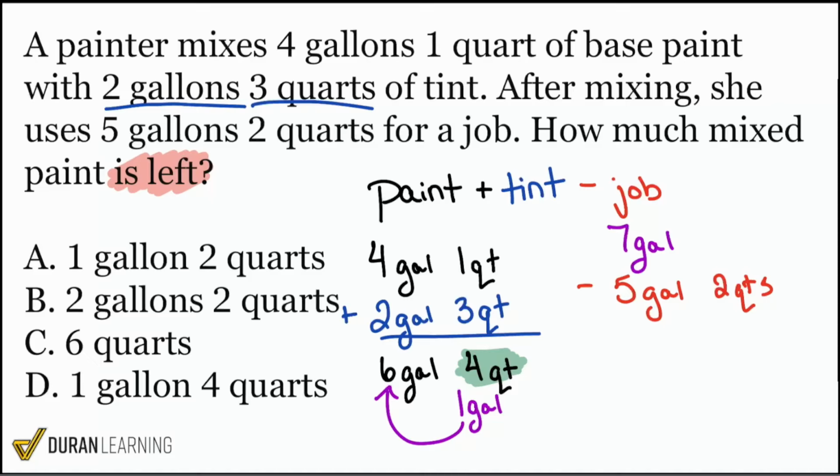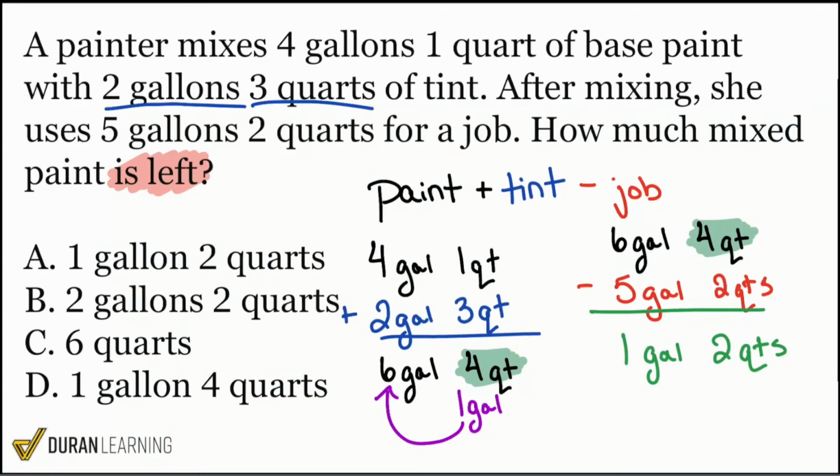So what I'm going to do, actually, is I'm going to just remove this 7 gallons and remind myself that, hey, guess what? I had 6 gallons and 4 quarts. That's the same thing as 7 gallons. Same thing. This is much easier now. Take a look, everyone. 6 gallons minus 5 gallons, 1 gallon. 4 quarts minus 2 quarts, 2 quarts. And take a look. Straightforward, nice and easy.